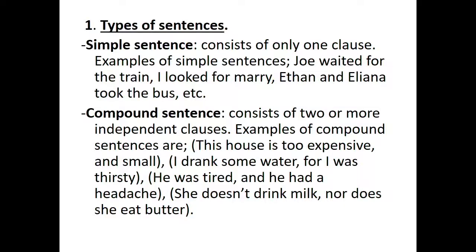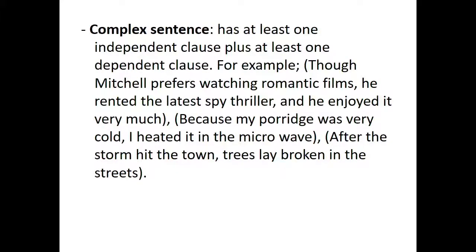So one more time, a simple sentence consists of one clause, just one clause, simple. And then compound, two clauses which are all independent, separate. They work independently on their own. And then a complex sentence has at least one independent clause. But a complex sentence can have more than one independent clause. It says here at least one, but it can also have more than one independent clause.